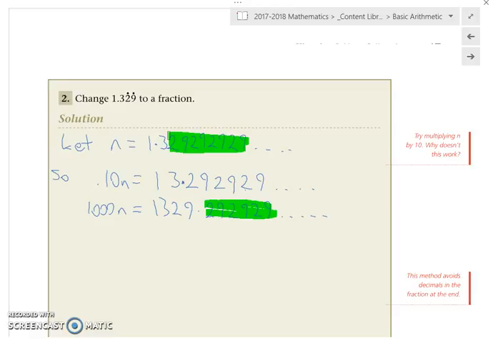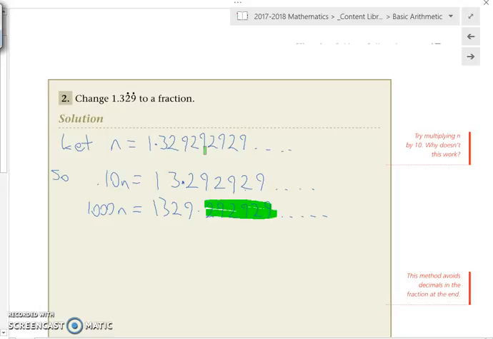Can you see that they won't cancel out? If we ignore everything on the left of the decimal point, those two would not cancel out. Does that make sense? However, have a look at the 10 times n. Everything on the right-hand side of that decimal point is the same. Everyone happy with that?